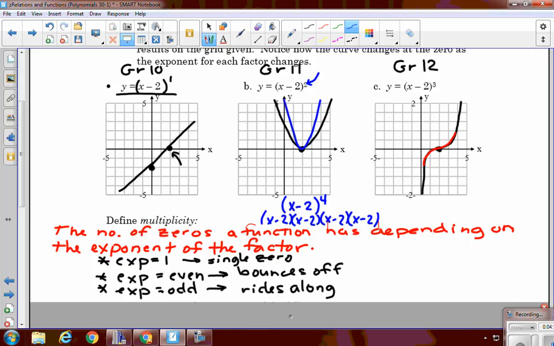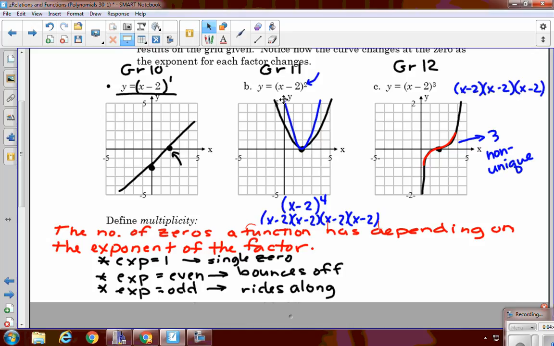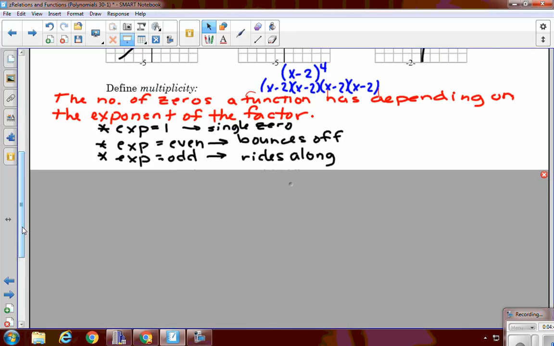This last graph, and we're saying here in the multiplicity, if the exponent on the factor is odd, it does one of these ride-along things. So here, there's an x-intercept at 2, but there are 3 non-unique x-intercepts there, because this function is x minus 2 times x minus 2 times x minus 2. So we would consider that 3 non-unique x-intercepts. But they're all crossing at 2. Just their behavior there is a little different. So we're going to take this knowledge and look at some graphs.